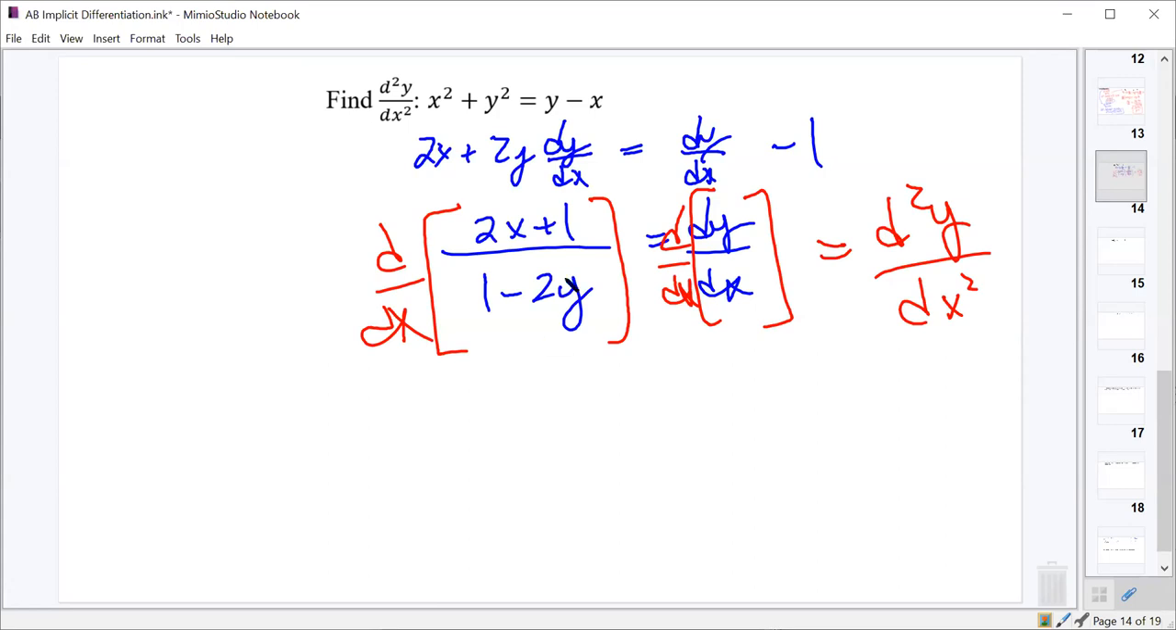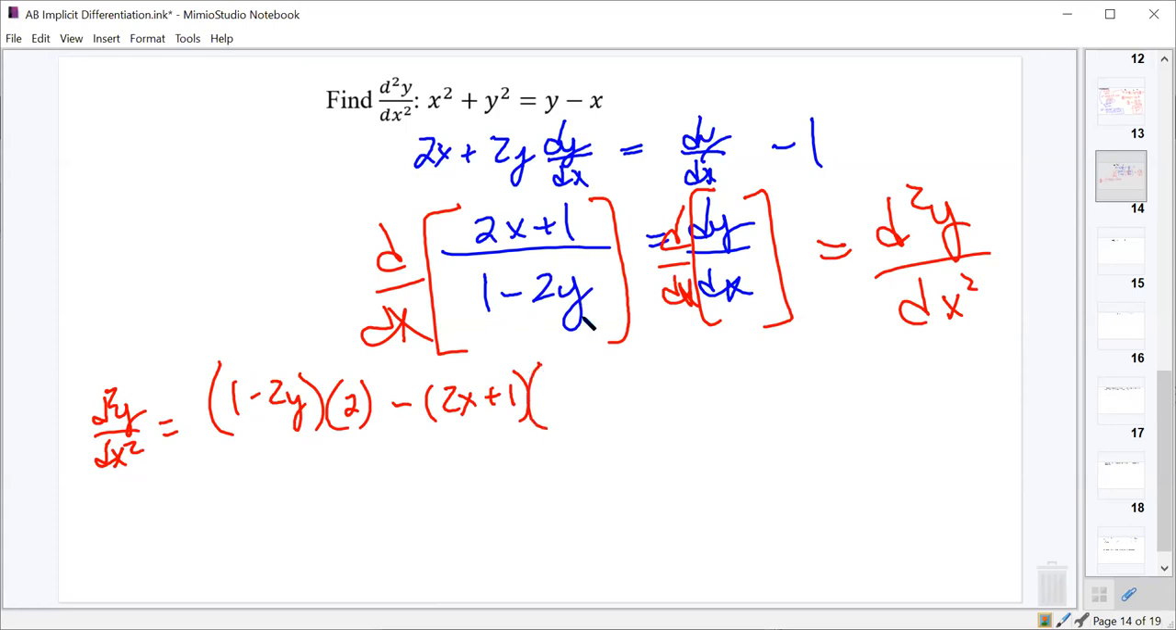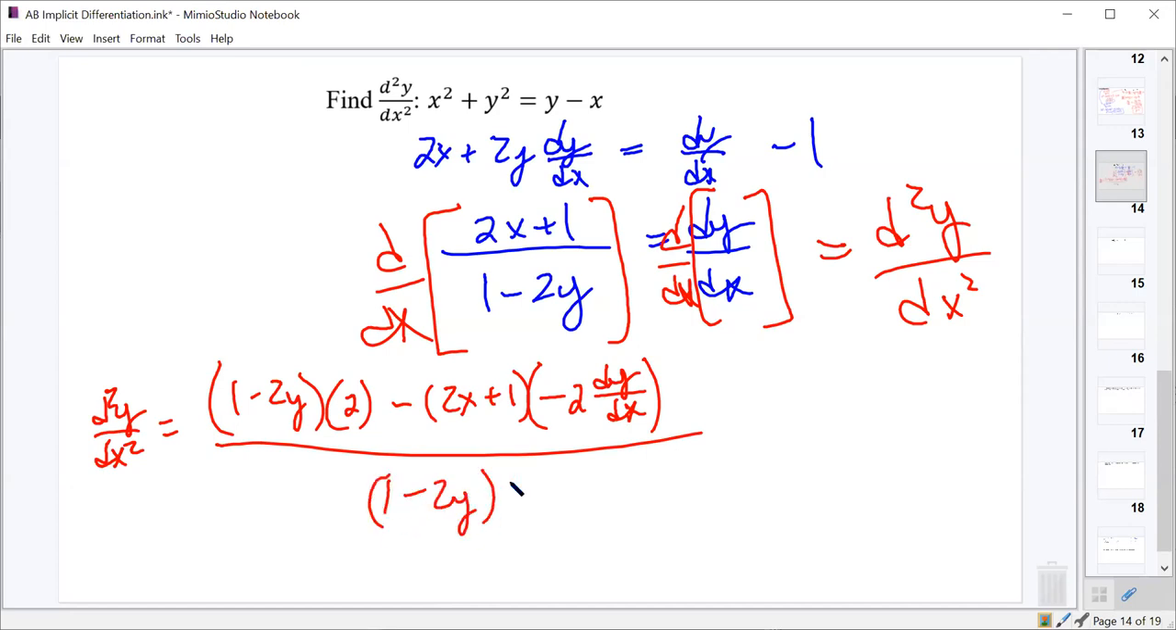So as we do that, what rule do we need to use? Quotient rule. So we will get the second derivative with respect to x is equal to v, which is our denominator, times the derivative of our numerator, which is 2, minus u, our numerator, times the derivative of our denominator. And what is the derivative of 1 minus 2y with respect to x? Minus 2 dy/dx, right? Because we're still taking the derivative of a y term with respect to x. And then all over (1 minus 2y) squared. And this looks wonderful and lovely, except that we have a dy/dx term still in it, and we have to get rid of that dy/dx term. So how are we going to get rid of that dy/dx term?